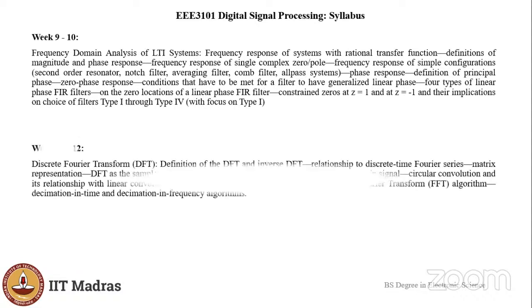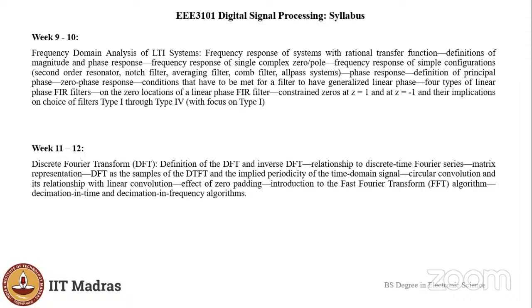Now, weeks 11 and 12, you will have what is known as the discrete Fourier transform. The properties of the discrete Fourier transform will be discussed. Then circular convolution will be discussed, and how you calculate the DFT in a faster way, which is known as the fast Fourier transform algorithm. The algorithms will also be discussed. So this is the week-wise syllabus of digital signal processing.